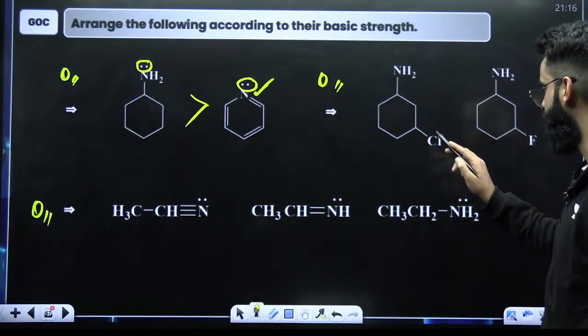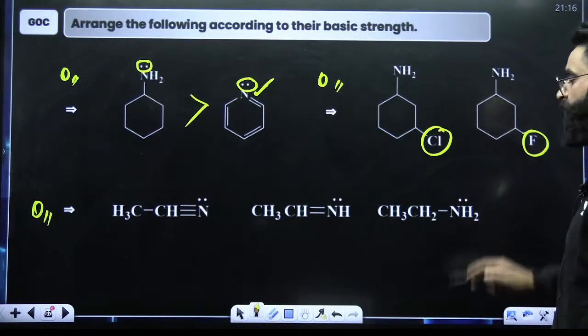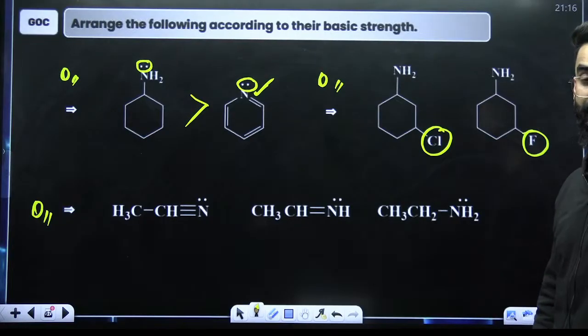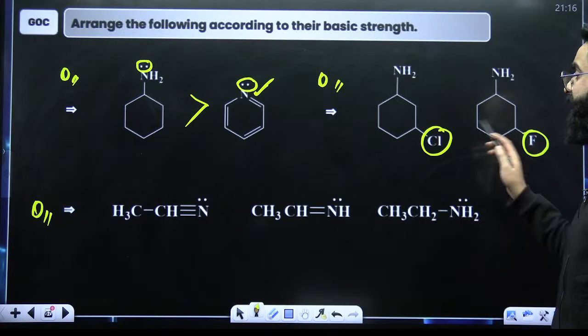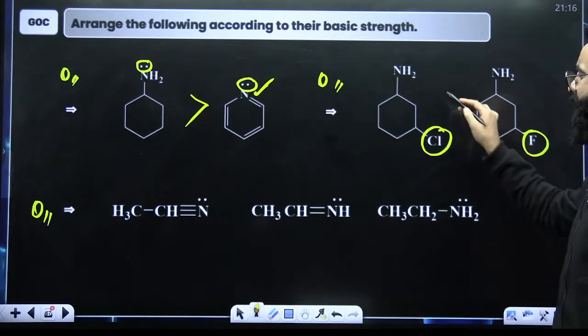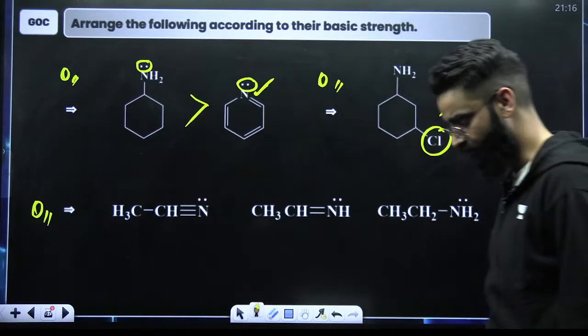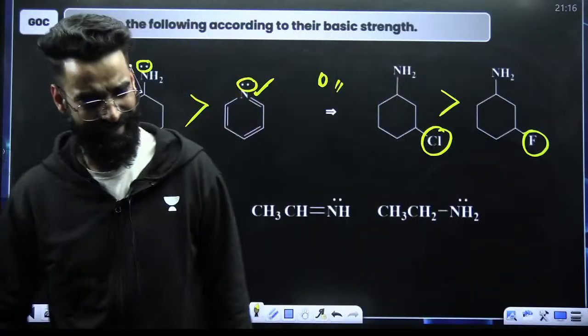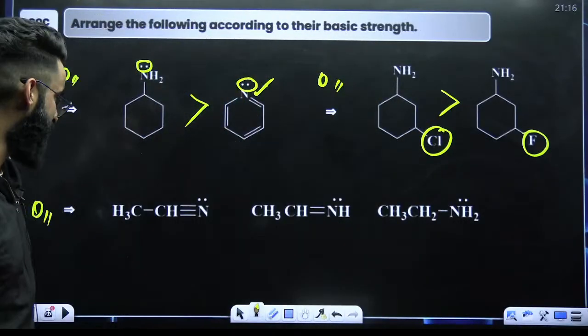Talk about these two, chlorine and fluorine. Fluorine is more withdrawing. If fluorine is more withdrawing, where can H positive attack easily? H positive can attack easily in the first case. Wherever H positive is going to attack easily, I would say stronger is going to be the base.